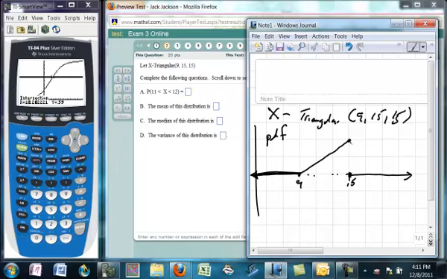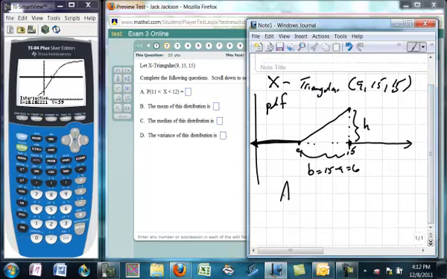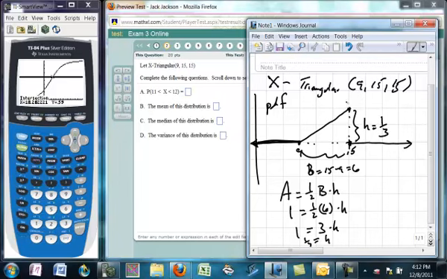The first thing we need to know is that this total area is 1. The base is 15 minus 9, which is 6, and here's our height, h. The area is 1/2 times the base times the height, and the base is 6. But we know the total area is 1, so 3 times the height is 1. The height is 1/3, which means this is the point (15, 1/3).